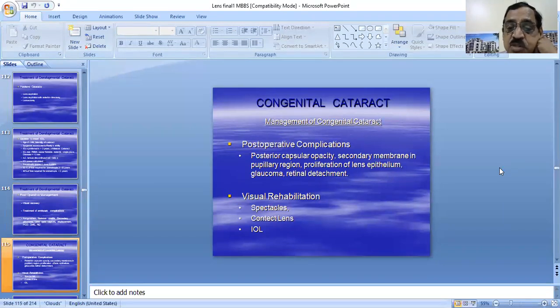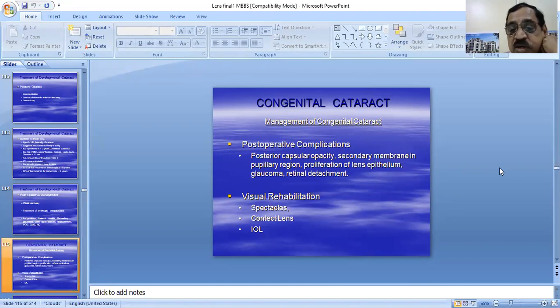So for posterior capsular opacity, when the child becomes big enough to sit before the slit lamp microscope, then we try to do it with the YAG laser. Otherwise, if it is obstructing the vision, we can do a posterior capsulotomy surgically, either with a cystotome or with a J-glass knife. And a secondary membrane in the pupillary region can also occur, and we will have to do a membranectomy.